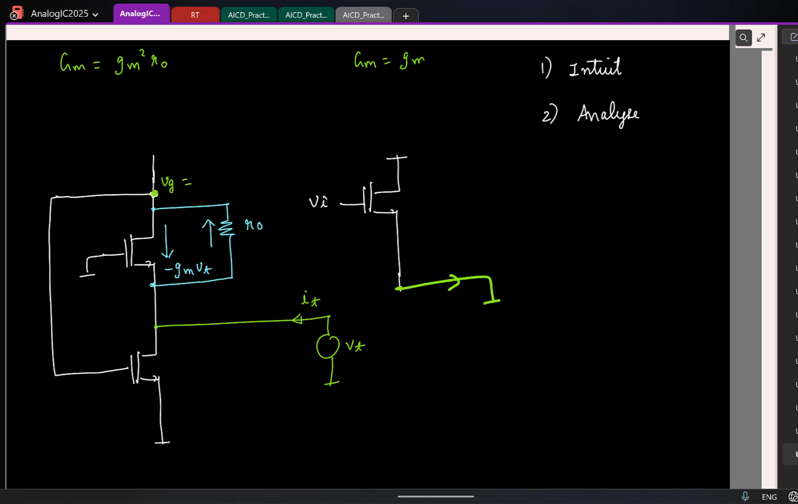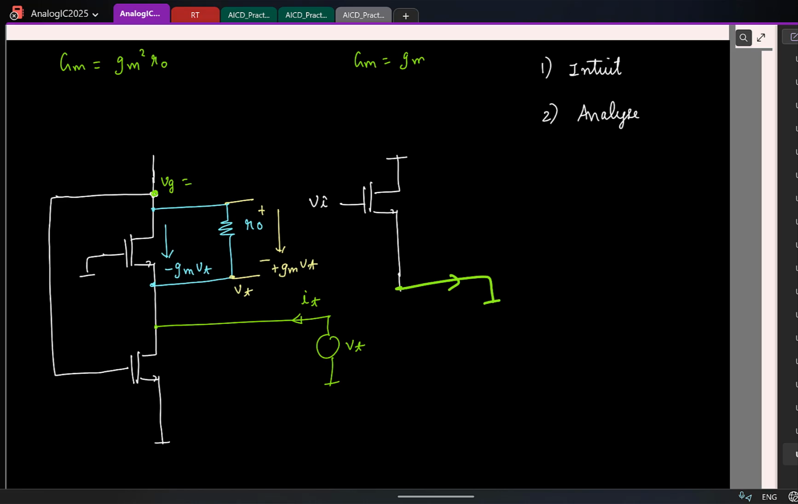VG, what? Yeah, how are you saying that? Yeah, I mean, what is the current flowing through the resistor R0 in this direction? Plus gm VT. So let me erase this actually, or let it be there. So what I'm saying is this current is flowing like this, minus gm VT. So which means the current flowing from top to bottom is plus gm VT.